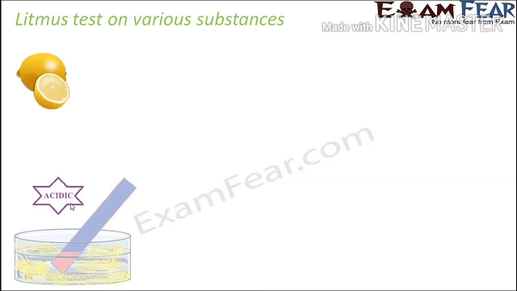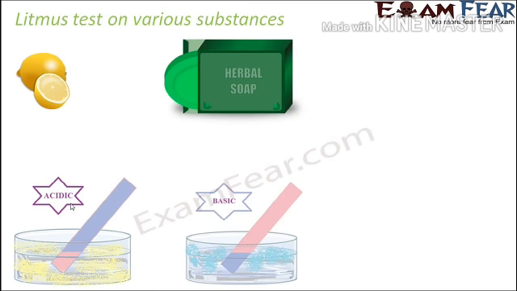So when you prepare a lemon solution, you take out the lemon juice and prepare the solution, take it in a bowl and put blue litmus paper, the blue litmus paper will turn red. But when you put red litmus paper, there will be no change in color. So this proves that this is acidic in nature. Similarly, when you try it out with the soap, so soap is basic in nature. So here the red litmus paper turns blue.